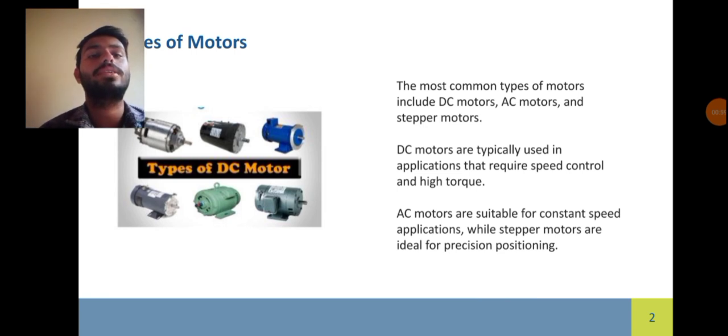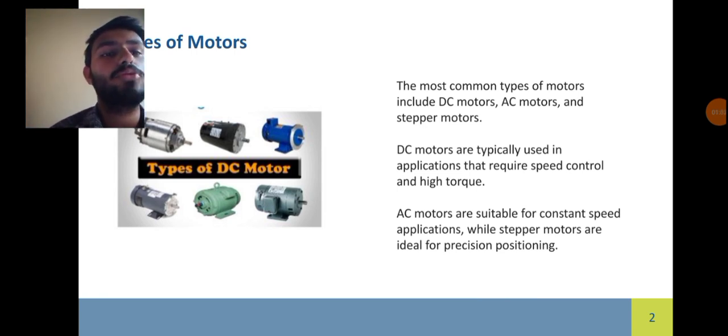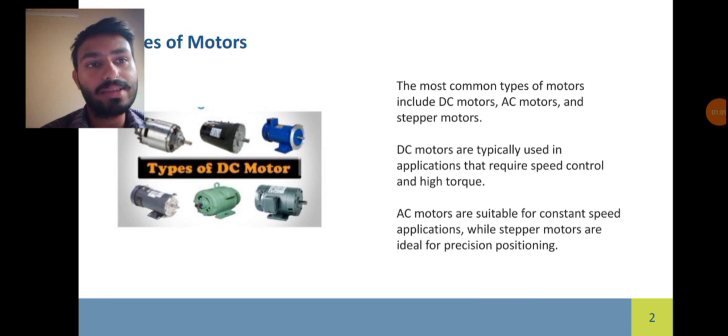Types of motors. The most common types of motors include DC motors, AC motors, and stepper motors. These are the types commonly used in our day-to-day life. DC motors are typically used in applications that require speed control and high torque. DC motors are highly used because they provide speed control and high torque.